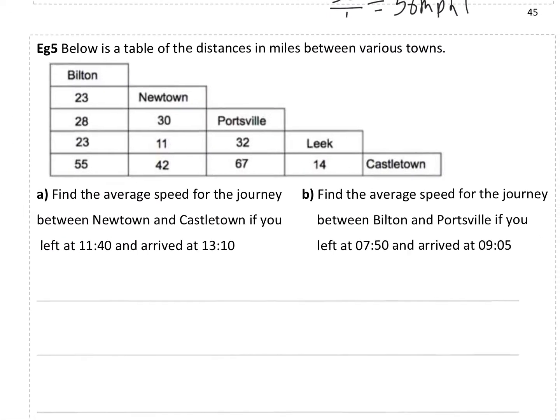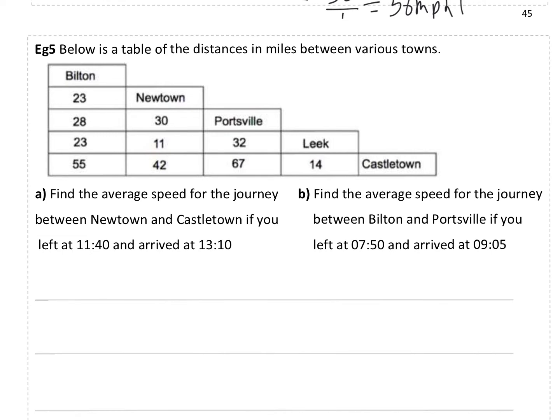Example 5. Below is a table of the distances in miles between various towns. So to show you how this works, these are distances from Bilton to Newtown, the distance from Bilton to Portsville, the distance from Bilton to Leek, and the distance from Bilton to Castletown. Okay, hopefully that makes some sort of sense.